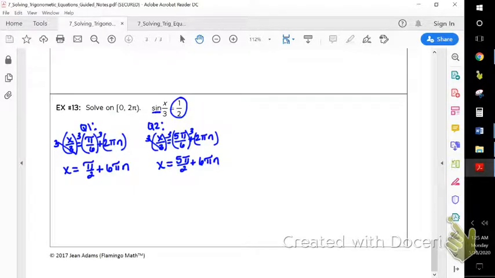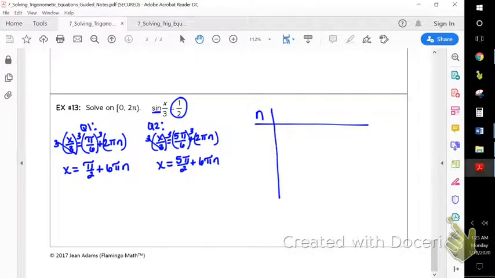Well, think about this, guys. Plus 6 pi n. If n is a 1, I'm adding 6 pi. That's going to be definitely outside of 0 and 2 pi. If I put in a negative 1, that's going to be subtracting 6 pi, which means I'm going to be way too small. So you might be able to think this one through without actually making your table, but to be consistent, I'm going to make my table.